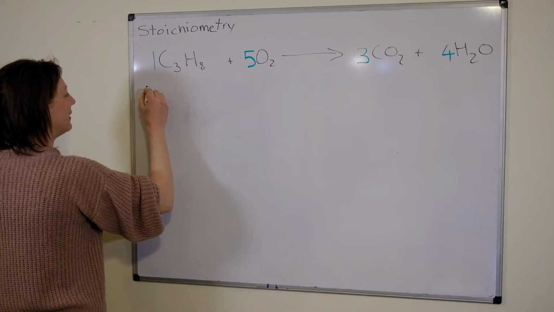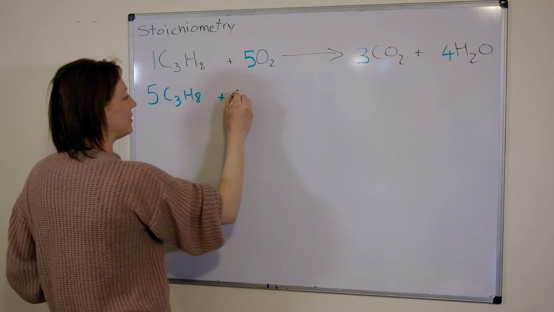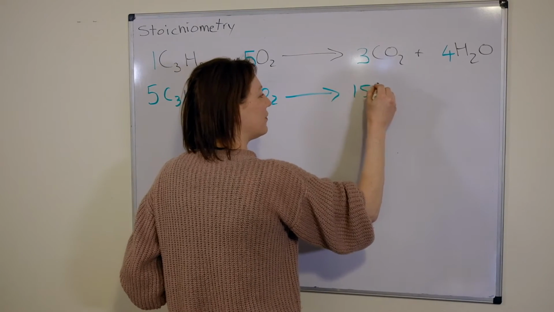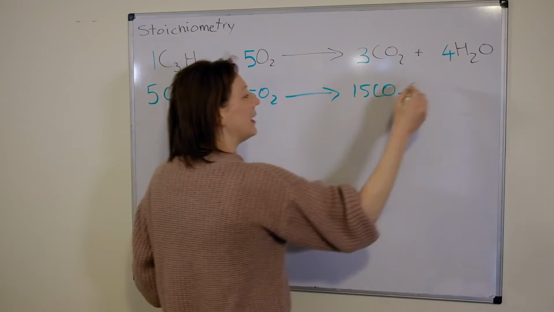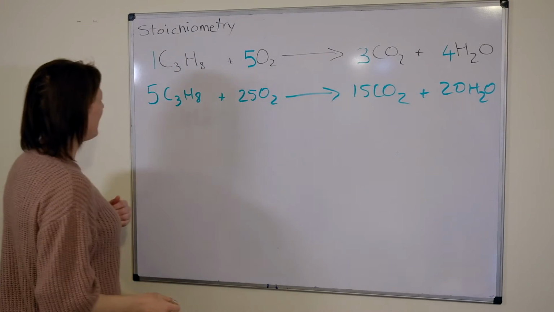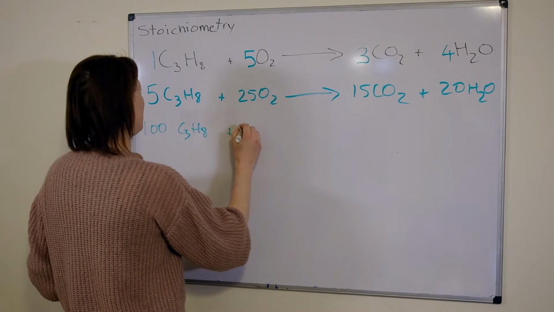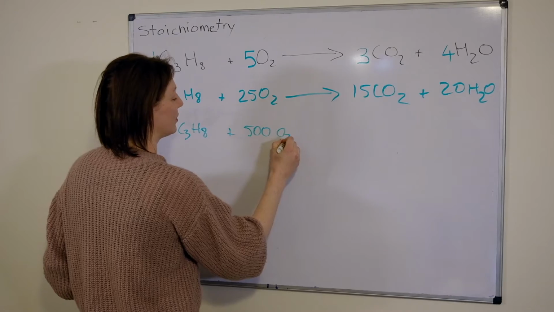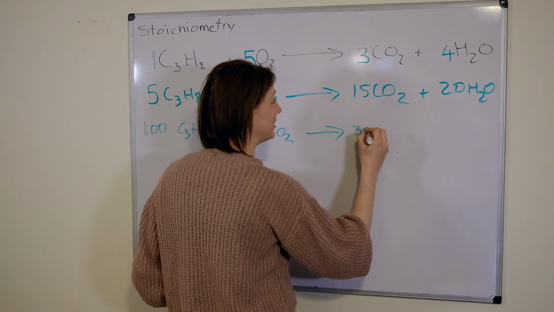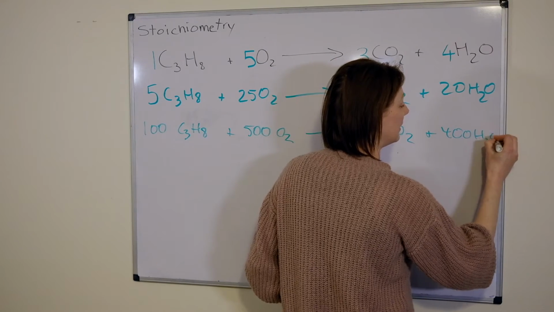What if we had 5 propane molecules? Well, then we'd have to use 25 oxygen molecules. Then we would get 15 carbon dioxide and we'd have 20 water, right? Well, what about if we had 100 propane molecules plus 5, we'd need 500 oxygen, sorry, zeros and O's get confusing, but you can follow along with me, would be 300 carbon dioxide and 400 water molecules.